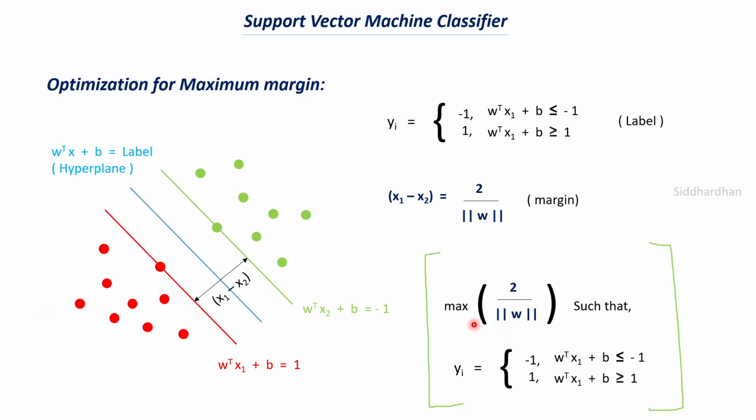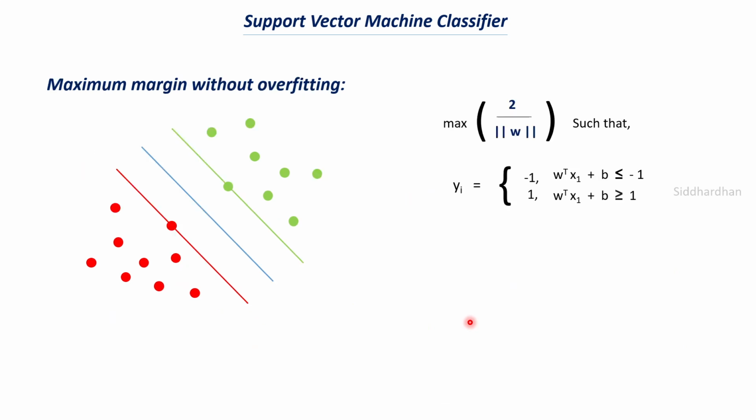Okay, so we are just trying to maximize this margin value such that my support vector machine model makes good predictions, where if the w transpose x1 plus b value is negative, I want the label value to be -1. If the w transpose x1 plus b value is greater than 1, then I want my label value to be +1. Okay, so this is what we can do. And now we are just going to rewrite this particular equation in a better sense. Maximum margin without overfitting.